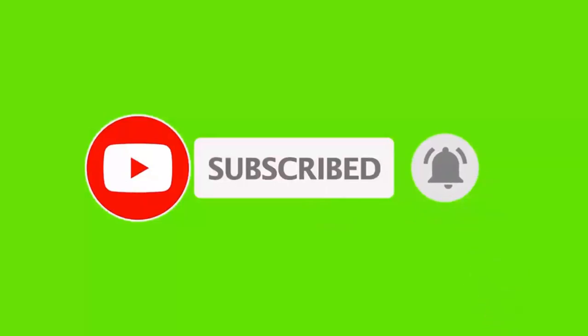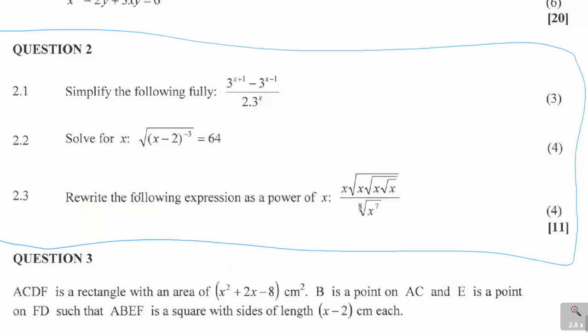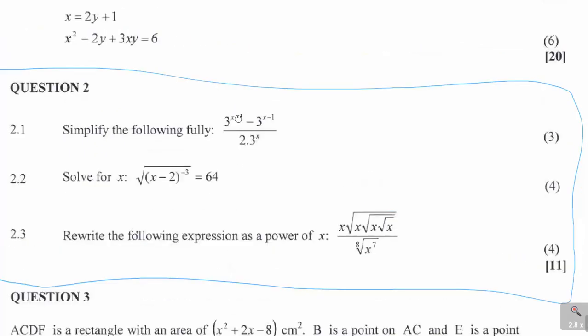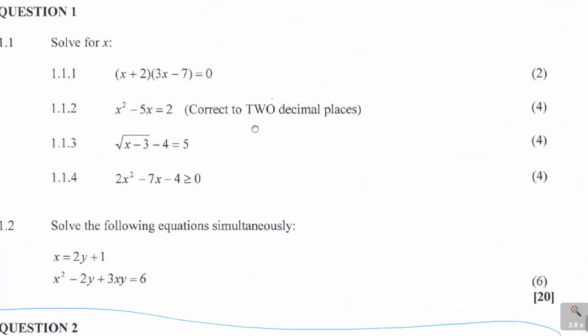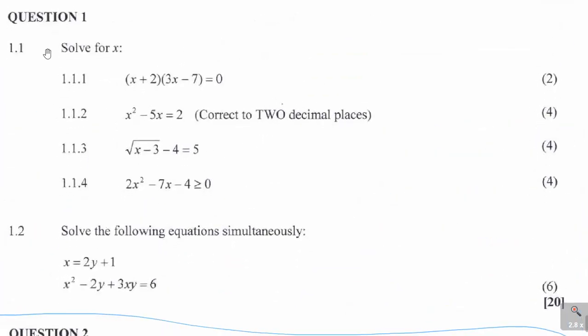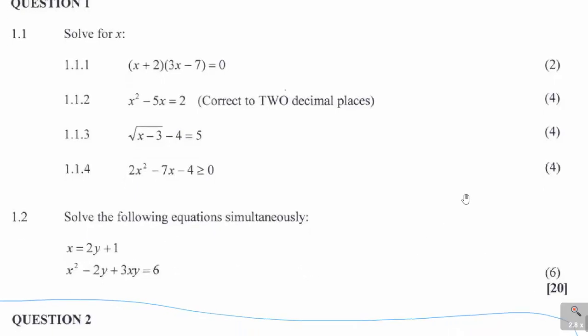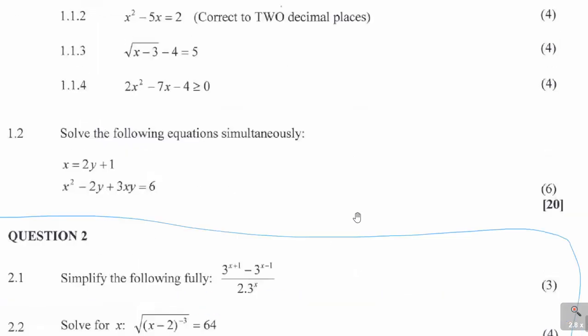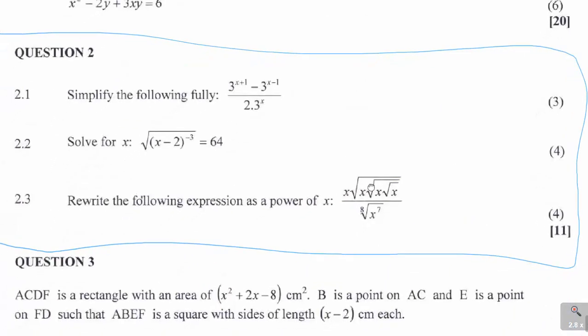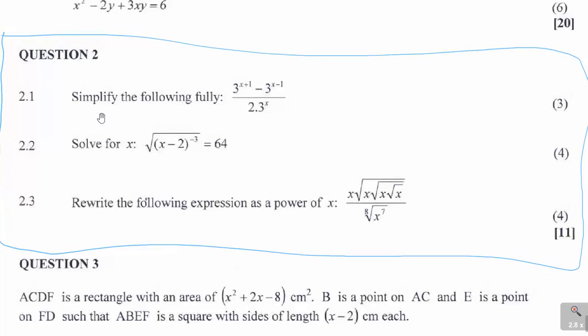I did previously question 1, and I will encourage you to grab hold of the previous lesson just to give you a sneak peek of what we did. In that lesson, question 1, we were solving for x, question 1.1 and 1.2. It was a simultaneous equation, out of 20 marks. So I've already done this section, but now I chose to focus on question number 2, and it's out of 11 marks. How will you approach such a question in your exam?